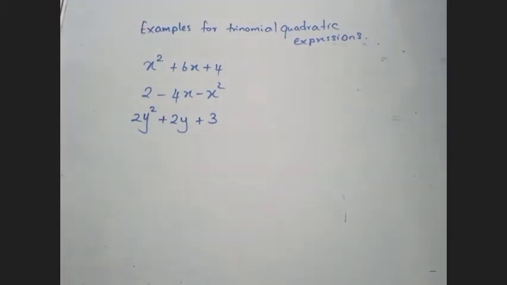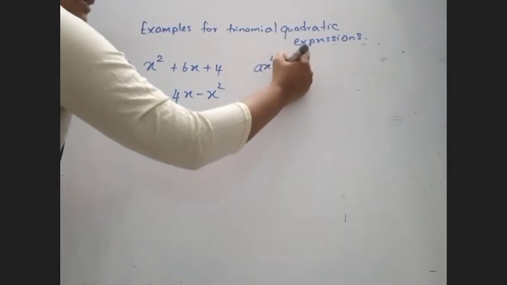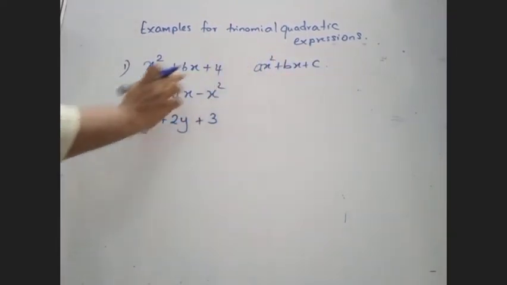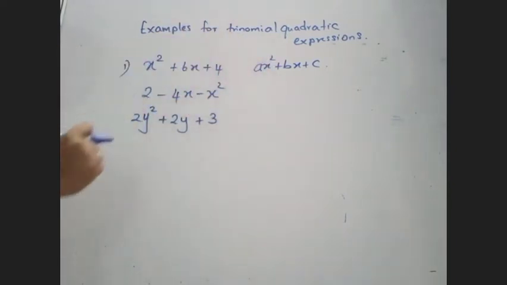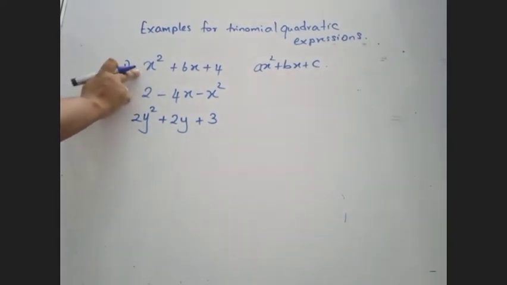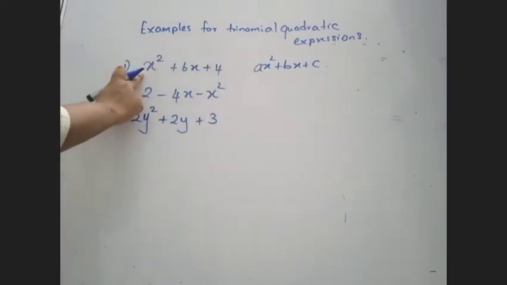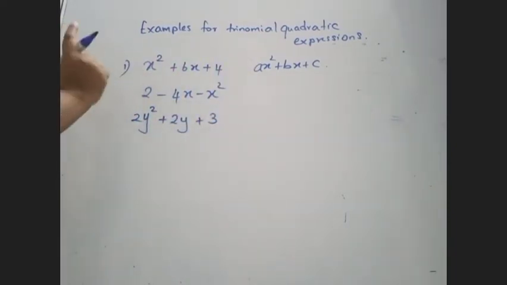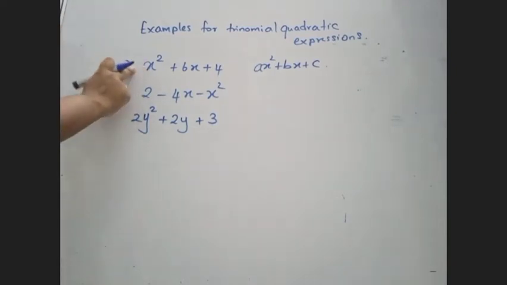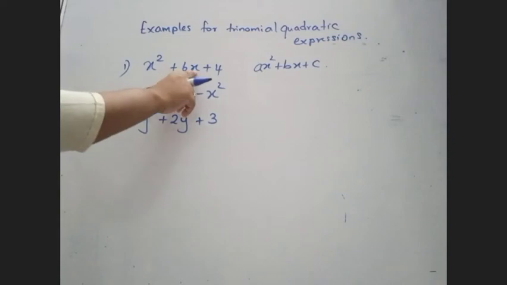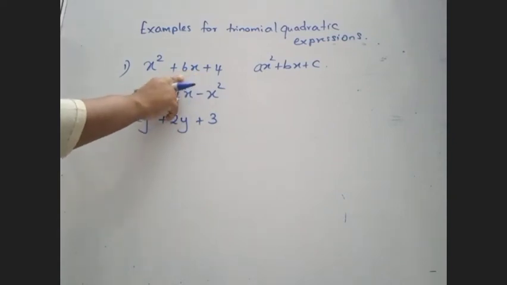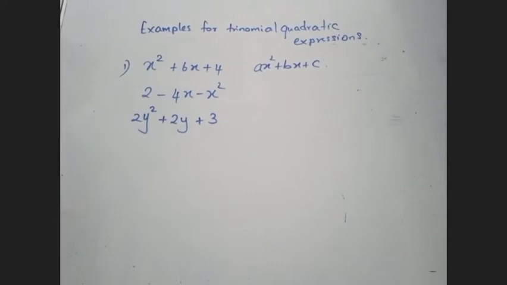Look at the first example here. This is the basic form, where it comes in the form of ax square plus bx plus c. So a is the coefficient of x square. What is the value of a here? If there aren't any other numbers in front, that means it is 1. So a is 1 in this expression. They won't mark 1 in front, but it is actually 1. The coefficient of x is 6 and the constant value is positive 4.